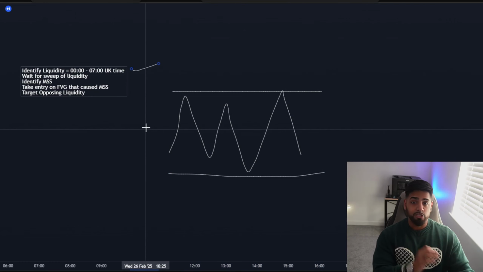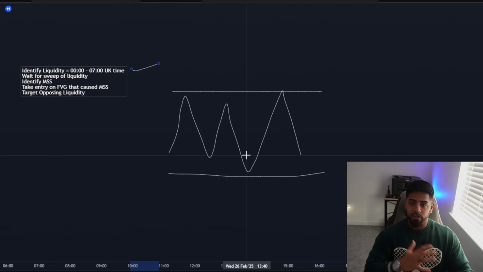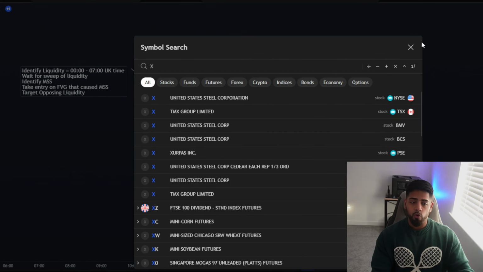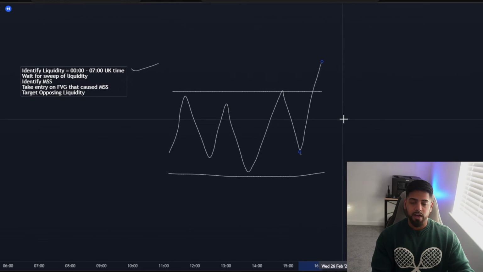Next, we're going to wait for a sweep of liquidity on either side of this zone. We're either going to wait for a sweep of the lows or a sweep of the highs. We're not going to do anything until we get that sweep of liquidity. Once we've got that sweep, we're then going to identify our structural points to make sure we understand when price gives us a market structure shift.